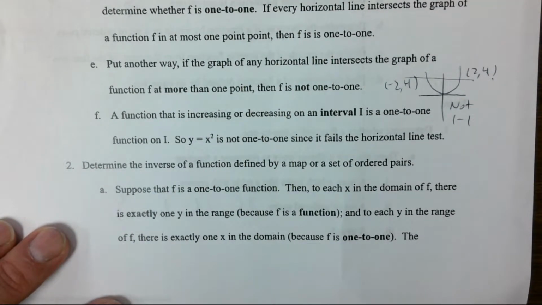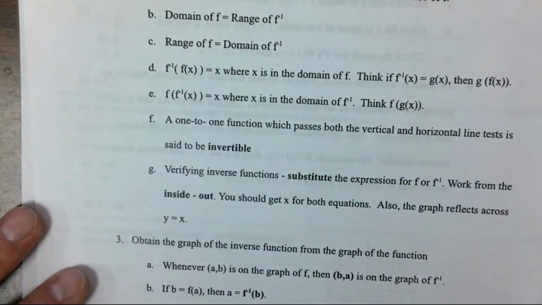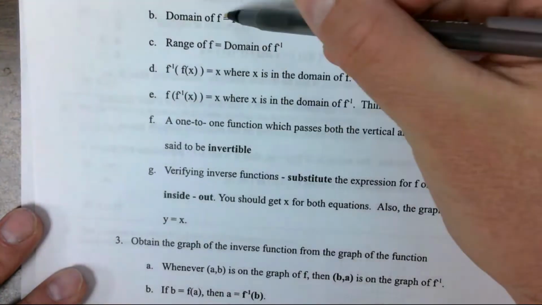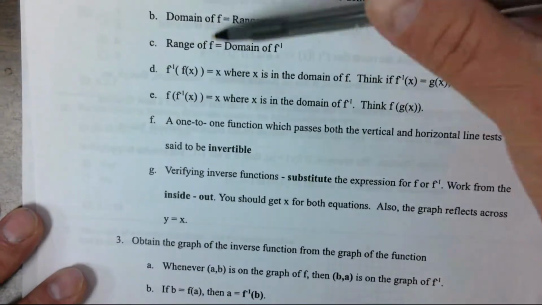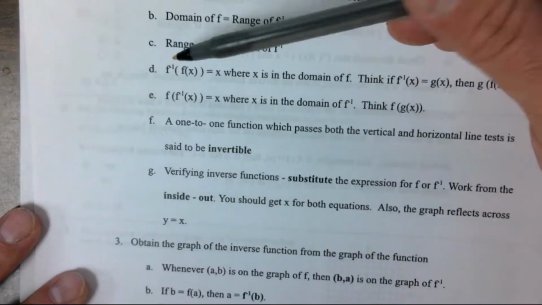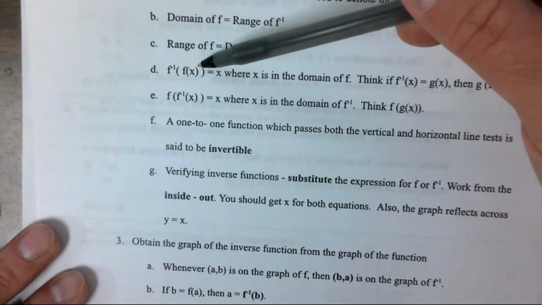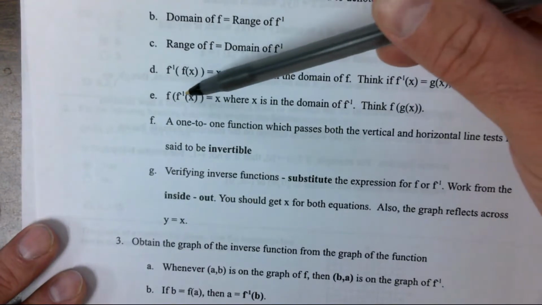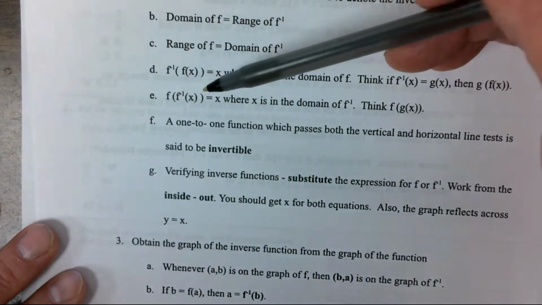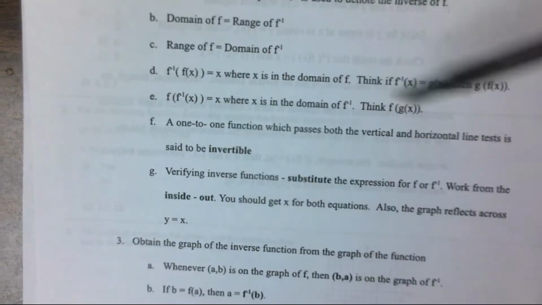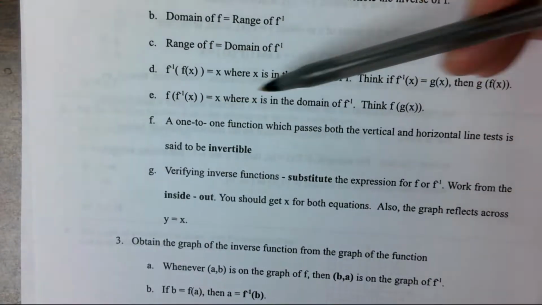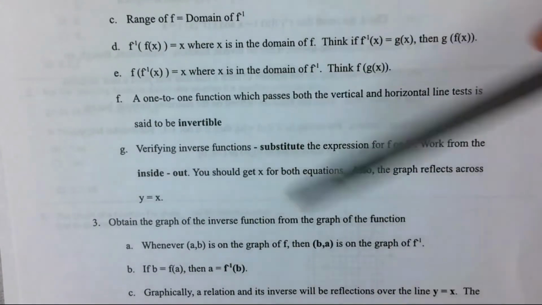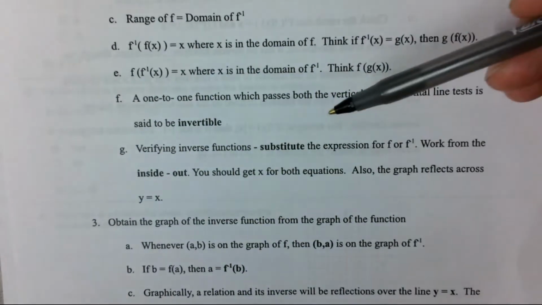Determine the inverse by a map or set of ordered pairs. Basically, we're just going to switch the x's and y's. So the domain of this one equals the range of that one, and the range of that one equals the domain of that one. If you do f inverse first of f of x, then you get x. And if you do f first of f inverse, f⁻¹, then you also get x. So if you do get x for both of them, then it's going to be called invertible. In other words, it is the inverse.